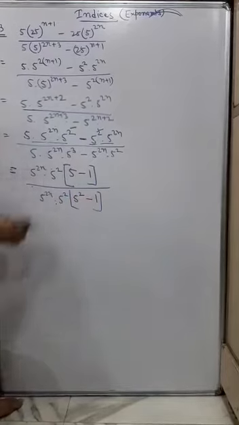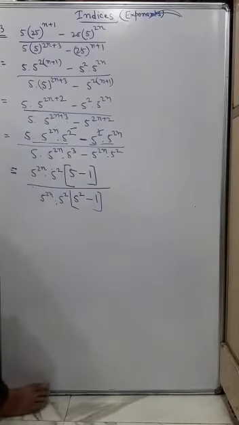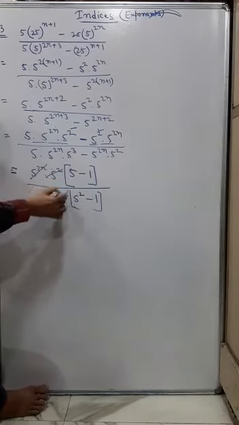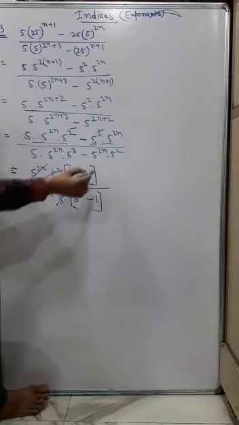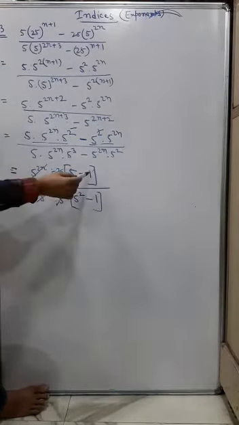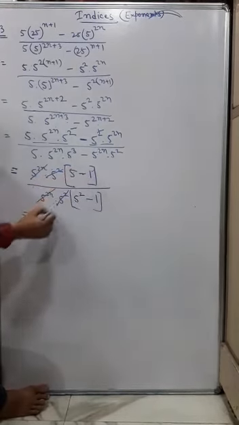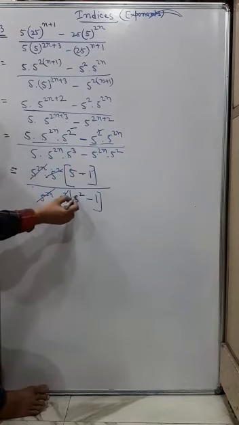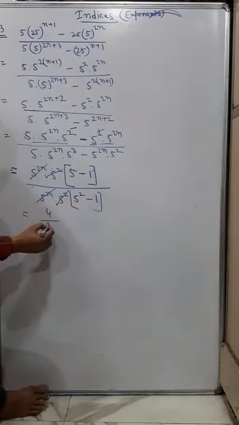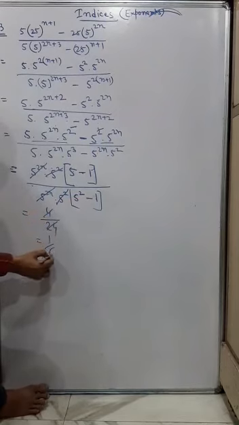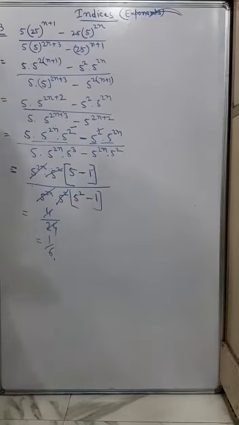Understand? Clear? So just you have to take common in this way. And now you can see I can cancel this and this, I can cancel this and this. Okay? Never cancel this and this, sometimes you cancel. So 1 is minus here. Okay? So what you get here? 5 minus 1, I get 4. 25 minus 1, I get 24. And then finally the answer is 1/6. Okay?